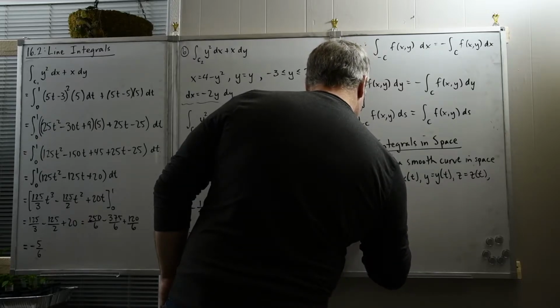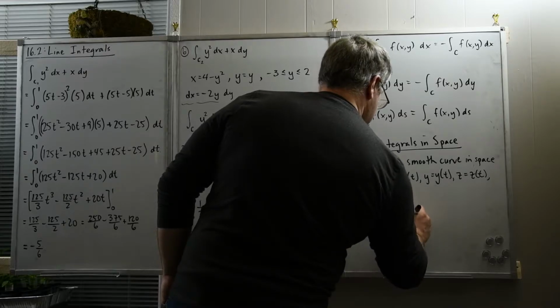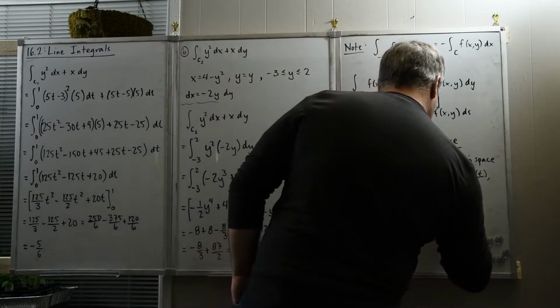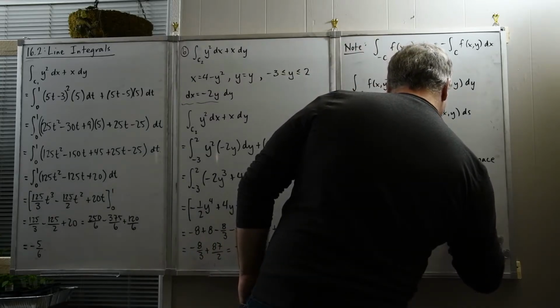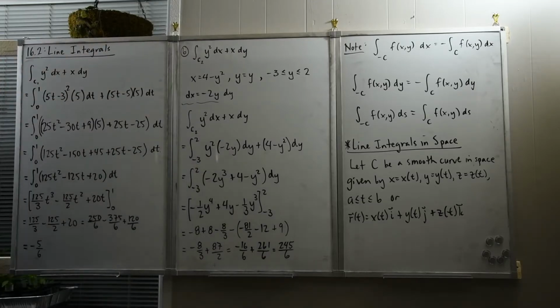Or r of t is x of t i plus y of t j plus z of t k. Now let's suppose that f is a function of 3 variables, is continuous on some region containing this curve.